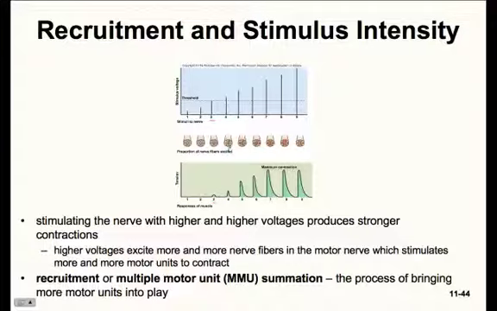The reason for this is that the higher voltage recruits more and more motor units. As you can see here in this middle line, as the stimulus goes up, we get more and more motor units stimulated, and then we reach a maximum contraction strength. The process of bringing more and more motor units into play is called recruitment, or multiple motor unit summation. This is how the nervous system acts to naturally produce varying muscle contraction strengths.